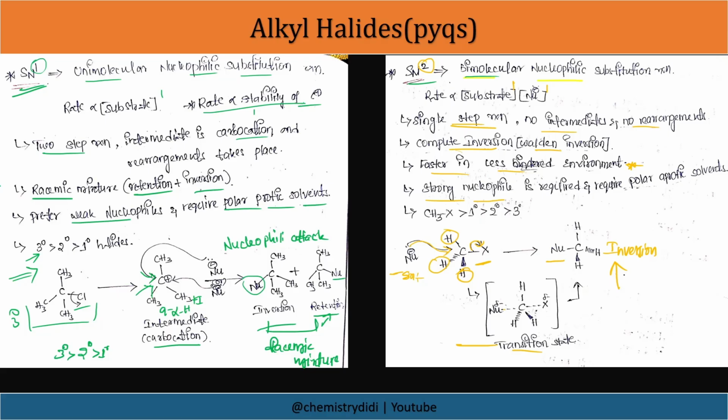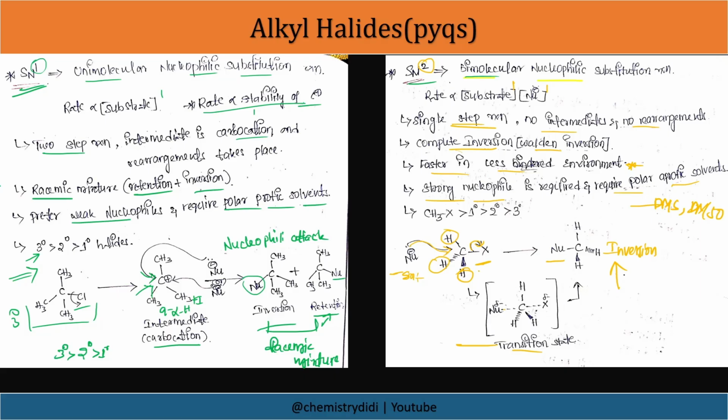Here there is no formation of any carbocation as in SN1, so it requires a strong nucleophile and polar aprotic solvents. Why polar aprotic solvents? If we take a polar protic solvent, it decreases the nucleophilic character. That's why we will prefer polar aprotic solvents like DMSO and so on. Okay, so that's the difference between SN1 and SN2. I hope you have understood these mechanisms also.